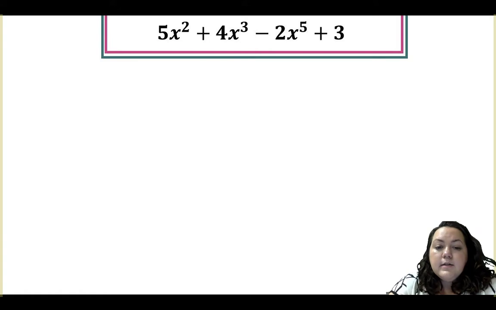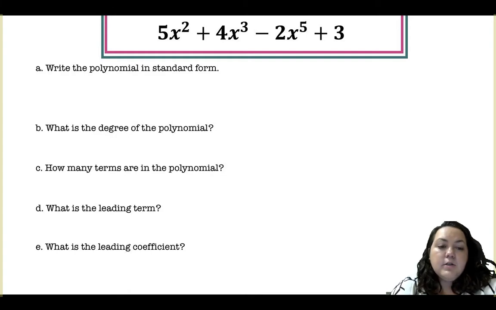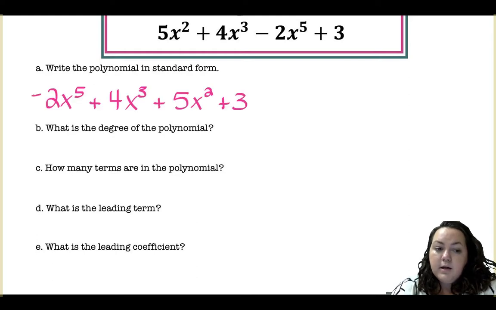All right. So this one, I have a polynomial, and I'm going to answer these questions. So I'm going to write the polynomial first in standard form. These are all using just the variable x. So I'm going to put them by highest degree to smallest degree. I'm looking at the x with the largest exponent, which is x to the 5th. So that one's going to go first. I'm going to have negative 2x to the 5th.